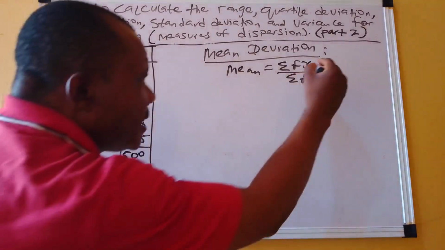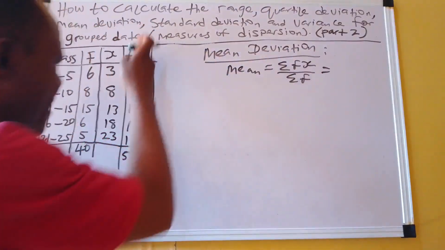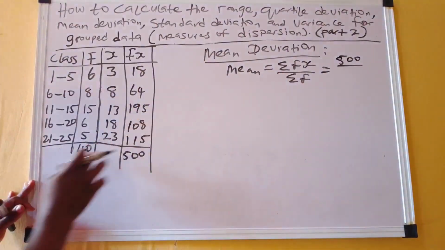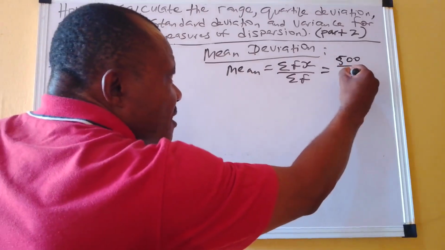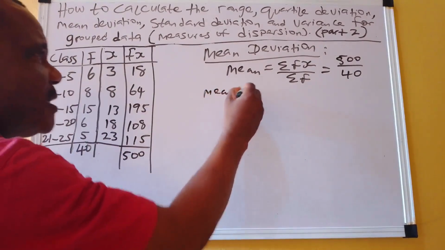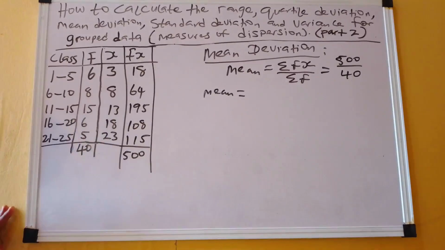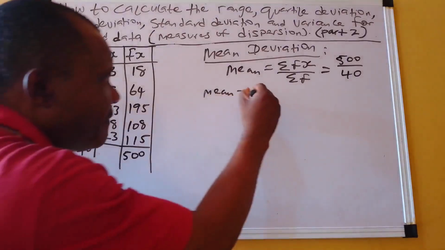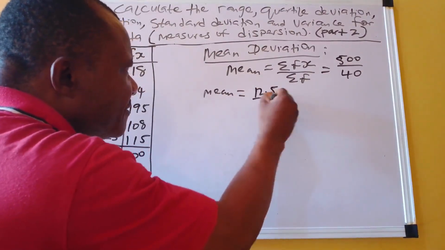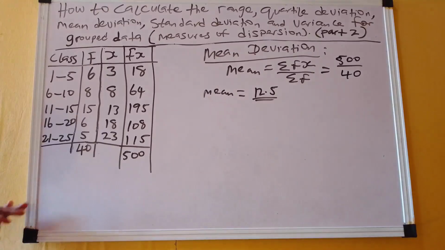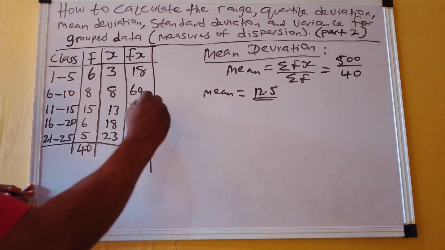So our mean is equal to summation f of x, which is 500, all over summation f, which is the sum of the frequencies, 40. So our mean is equal to 500 divided by 40. Our mean is equal to 12.5, the same value as the median, 12.5. So our mean is 12.5. Also note that our median is 12.5. Now let us calculate our mode.